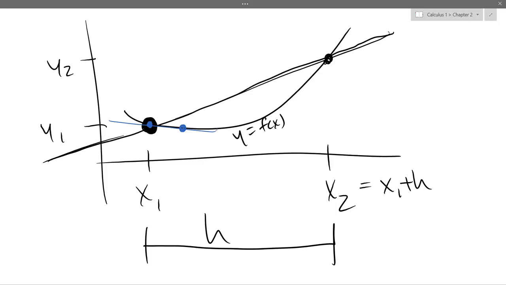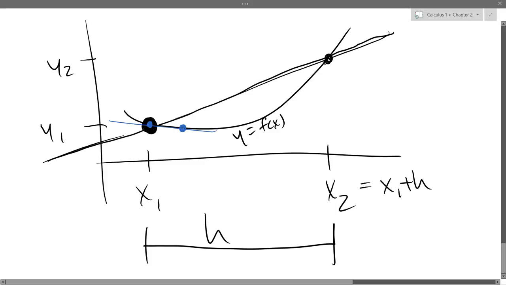All right, so if we get the points close together, the secant slope is really close to the slope of the actual curve. And the closer I move the two points, the better it is.